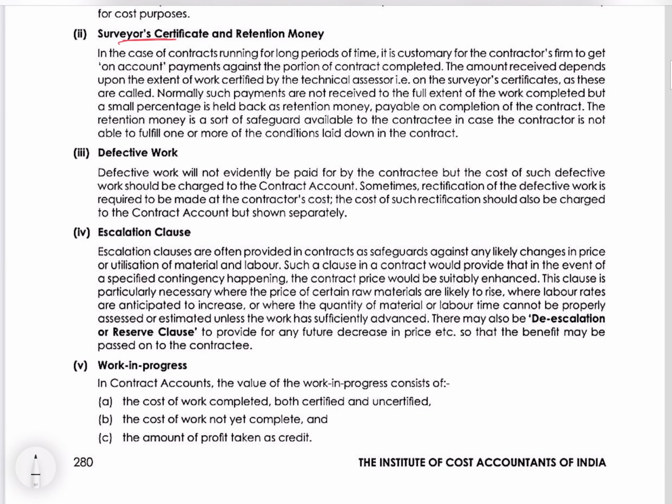Then surveyor's certificate and retention money. Surveyor's certificate is this: as the project goes beyond one year, in between the surveyor will come to the site where the construction is happening. He will see how much work is completed. On that basis, he will give a certificate that this much work is completed. Like if a bridge is about to be constructed and some 4 pillars are done, he may say the bridge is 50-60% completed. So he may give the percentage of work completed.